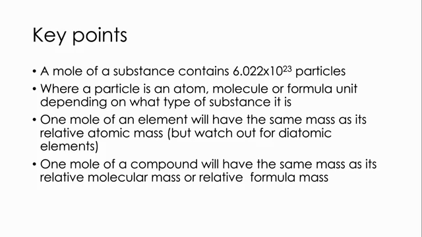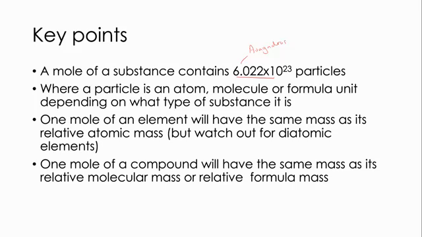So key points from today's lesson is that a mole of a substance contains 6.022 times 10 to the 23 particles, and that number is known as Avogadro's number. And what that particle is depends on what substance you're talking about. Unless you're talking about a diatomic element, if it's an element, it's going to be Avogadro's number of atoms. If you've got a diatomic element, such as the group 7 elements or hydrogen, nitrogen, or oxygen, then it's going to be that many molecules.